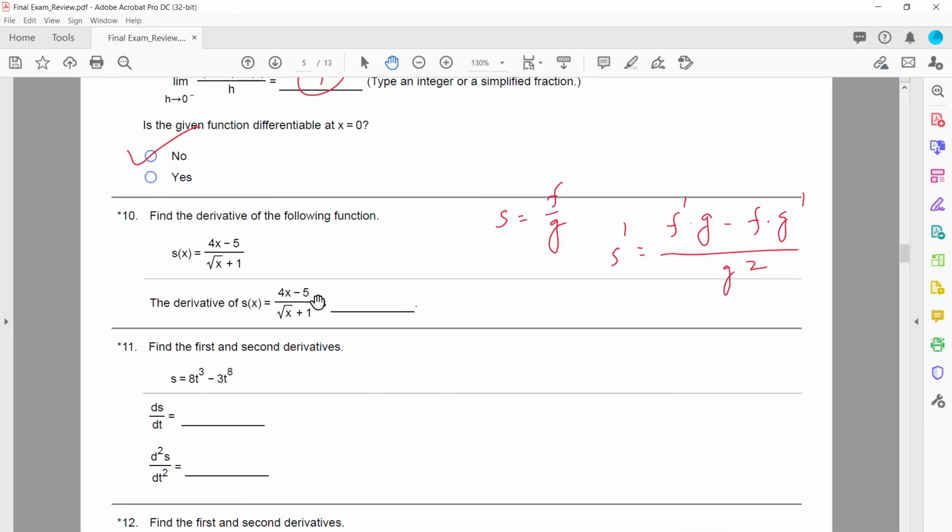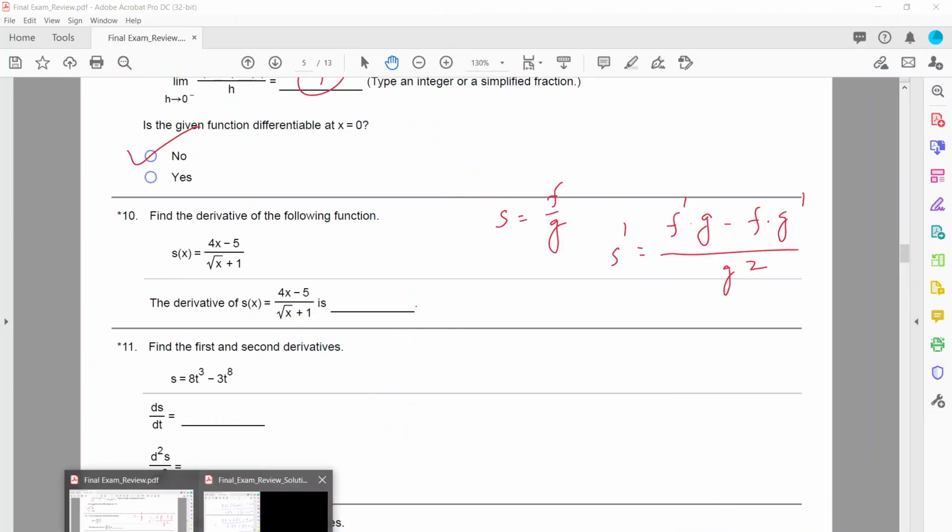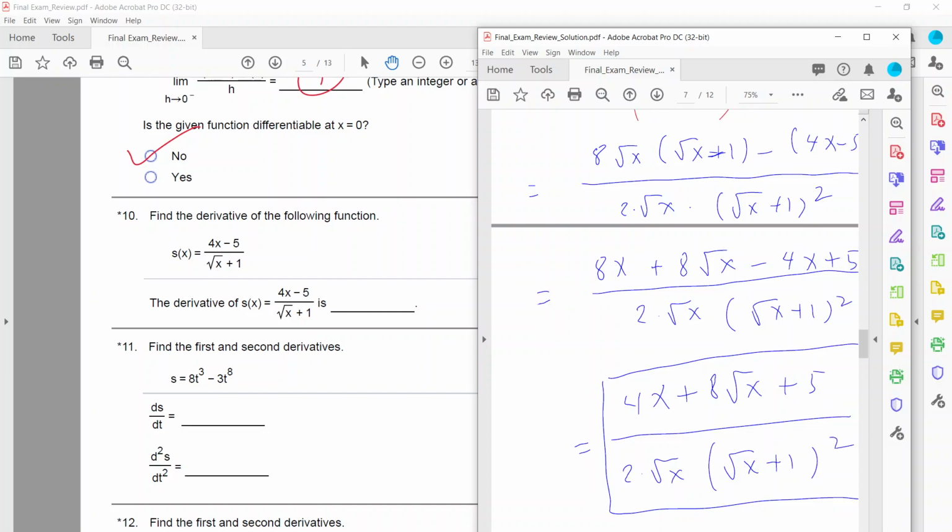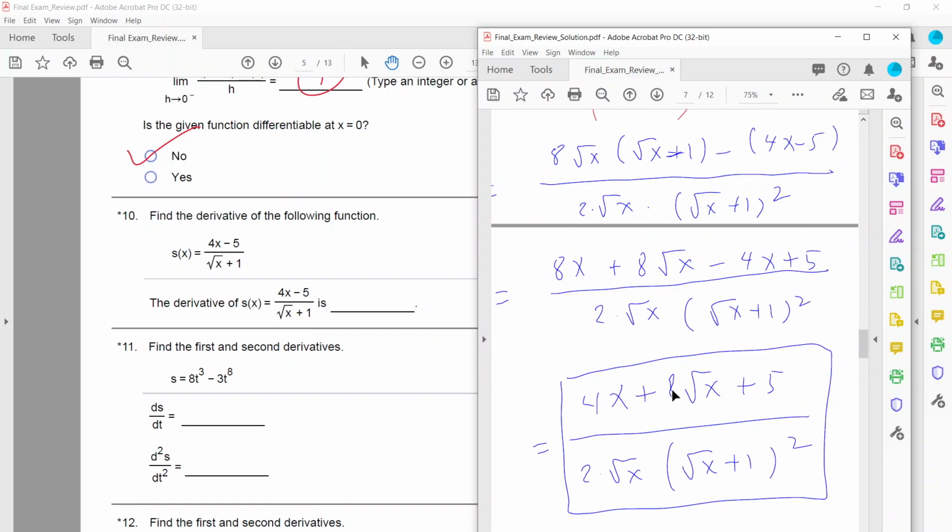So the derivative of this function is this one, 4x plus 8 times the square root of x plus 5 over 2 times the square root of x, times parentheses square root of x plus 1 squared. So I'm not going to copy it, it is just here.